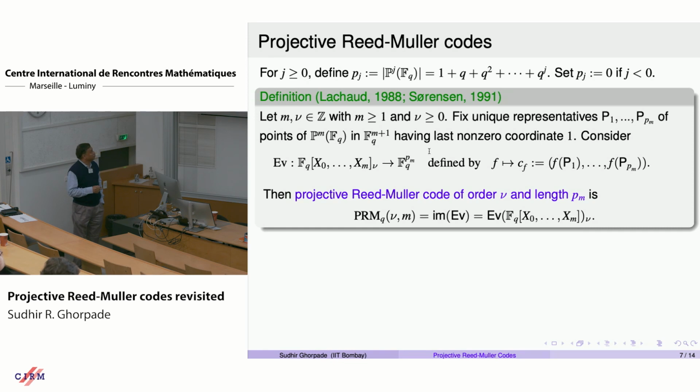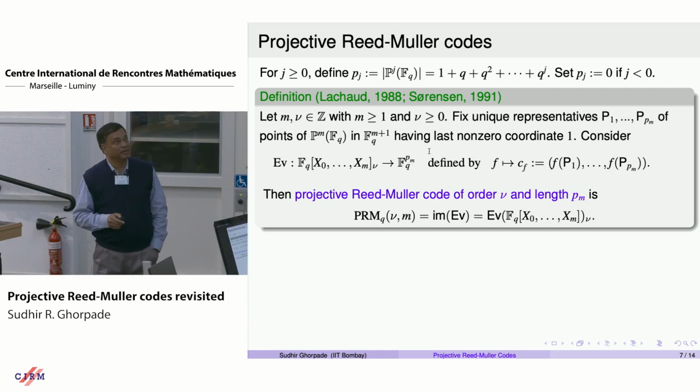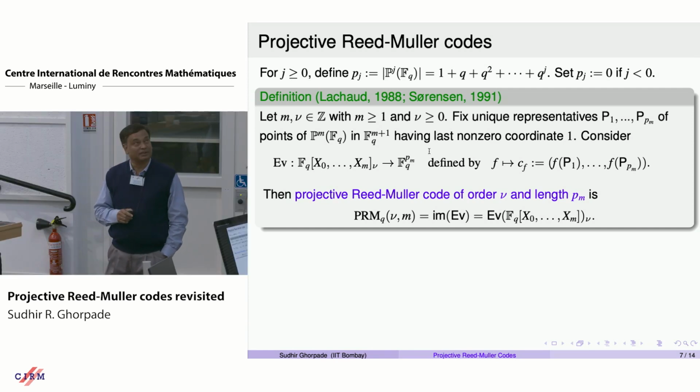This notation P sub j for me will be the number of points in j-dimensional projective space over F_q, which we all know what it is. And I'll set it up to be 0 if j is negative. So what you do is the following. You take the projective m-dimensional space.